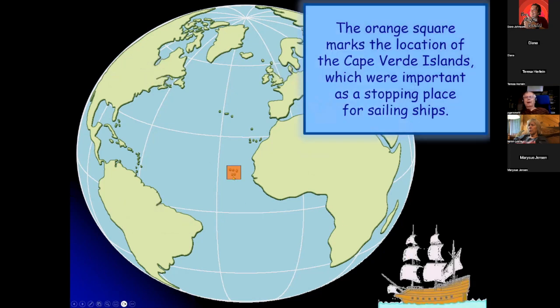So the orange square out here marks the location of the Cape Verde Islands. These were a tremendously important stopping place for the sailing ships at the time. This is basically where the idea of a cotton plantation and a sugar plantation came from. And one little dude back in the 1400s spent a couple months on the Cape Verde Islands holding up a wind gauge. His name was Christopher Columbus, and I suspect you're going to find out that he's an important part of history a little bit later on.